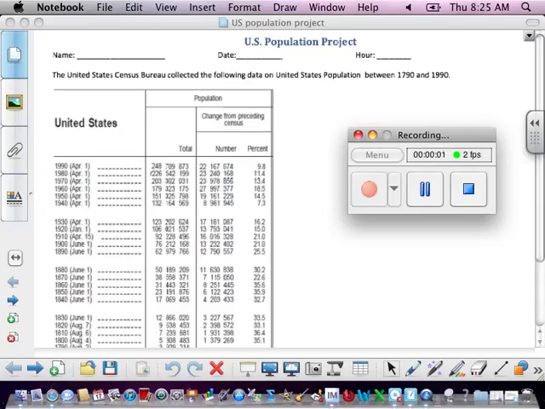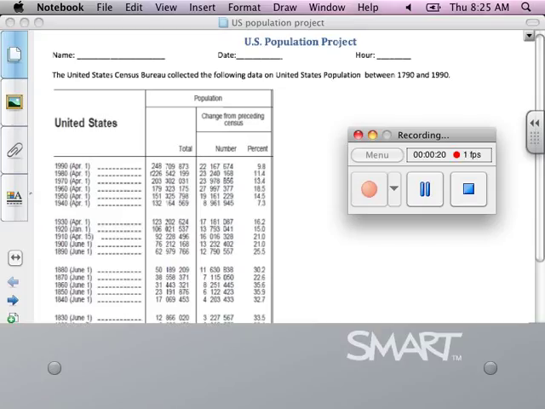We are looking at U.S. population. We are going to go through the correct answers for this. This is all about how many people there were at each census, so it's over a 10-year period.